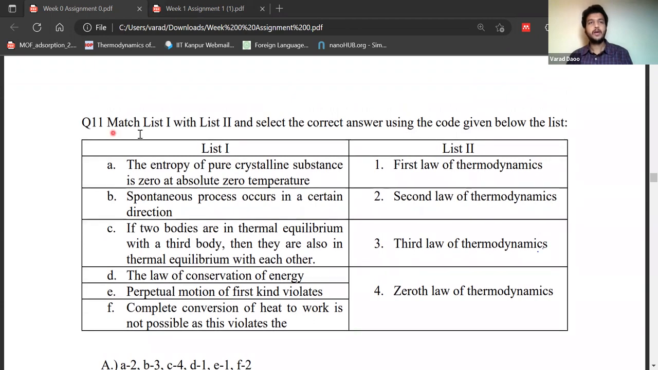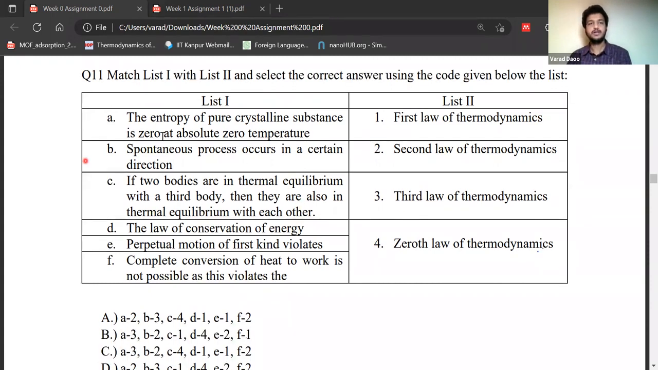Match list 1 with list 2 and select the correct answer using the code below. Okay. So basically it's a match-the-pair sort of thing. So what is the first law of thermodynamics? Entropy of pure crystalline substance is zero? No. We know that this is the third law. Like I said, entropy at absolute zero, which is absolute 0 Kelvin, is equal to 0. So pure crystalline substances, that means substances at absolute 0 temperature. So this is the third law.